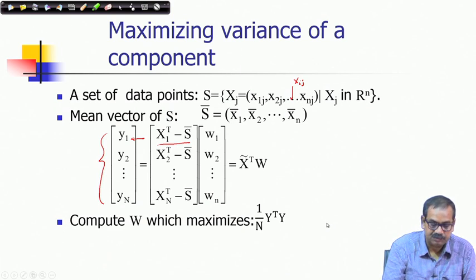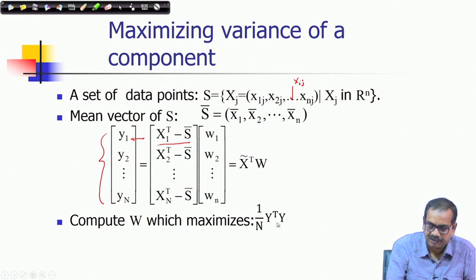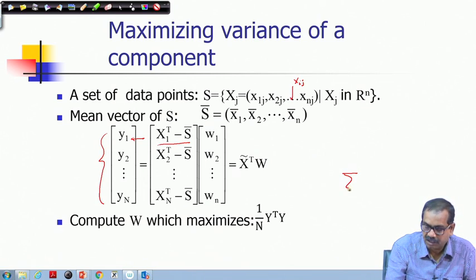Now you consider the variances of these y's, which can be represented as: compute W which maximizes 1 by n y transpose y. Since we have translated the data towards the mean, the mean of the y's would be 0. So, it is sufficient if I simply maximize the square of the magnitude of that vector, which is y transpose y, and this can be written as the sum of y_i square, i equals 1 to n.